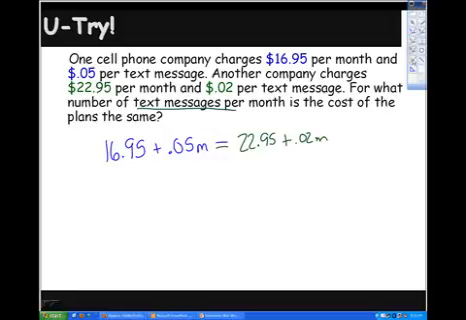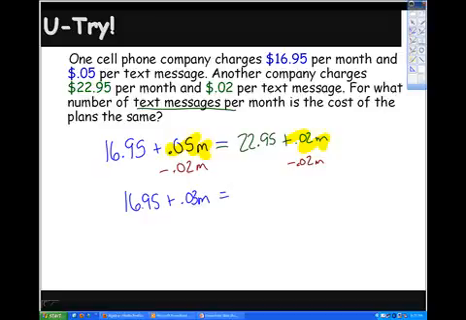Again, we've got variables on both sides. In order to help clean that up, I'm going to try to get them all on one side. So I'm going to subtract the 0.02 m from both sides. The result there: 16.95 plus 0.03 m is equal to 22.95. Next, I'm going to go ahead and subtract the 16.95 away from both sides. The result there is my 0.03 m is by itself now. The 0.95's zero out. 22 minus 16 is 6.